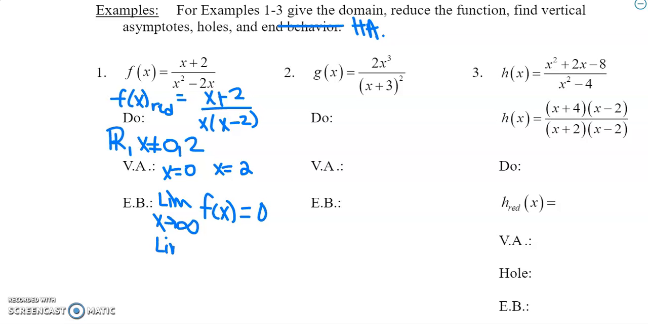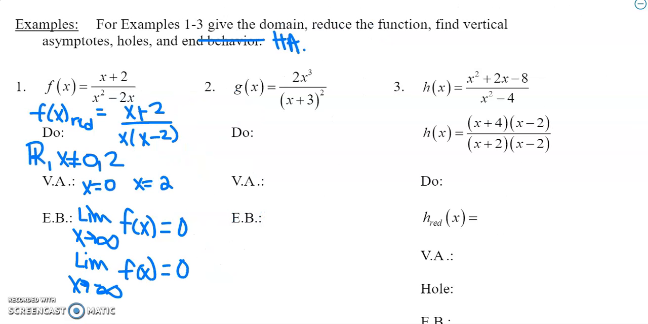And then we're going to look at the other side. Remember, since this is a rational function, it's going to have the same horizontal asymptote on both sides. So the limit as x approaches negative infinity of f of x is also 0. That's it. Then we could take all of that information and actually do a curve sketch if we wanted to. There's a few more things that we will find, and then we'll actually be able to sketch it. Okay, so let's take a look at the next one.